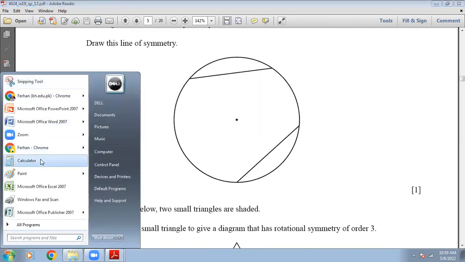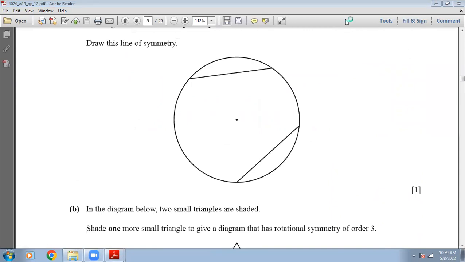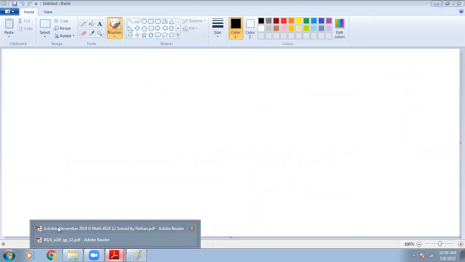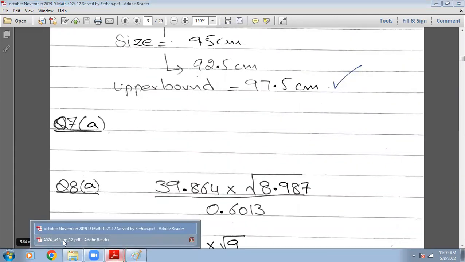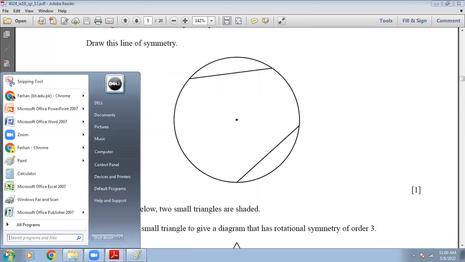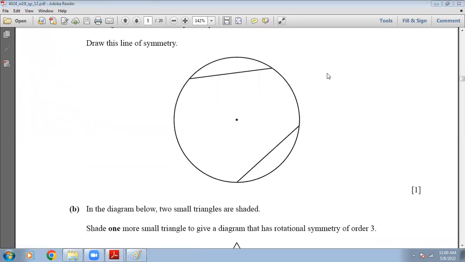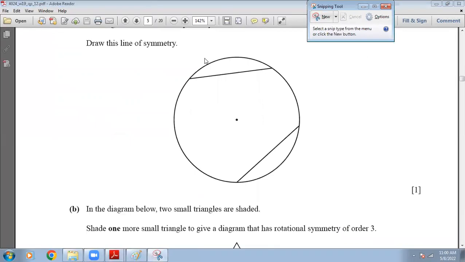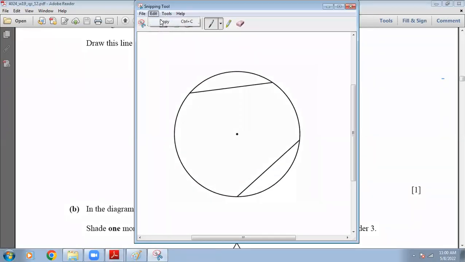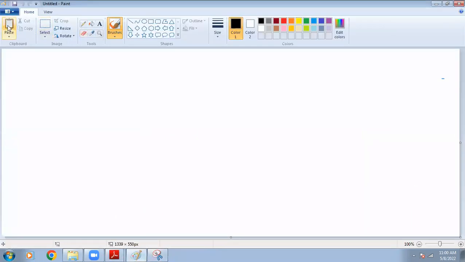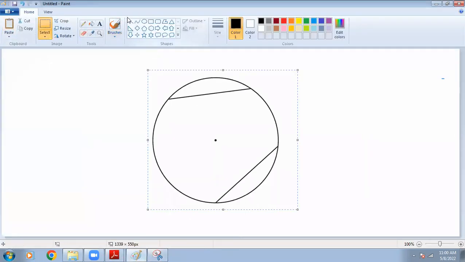I will take out the paint. Let me show you how the line of symmetry is drawn. I will use the snipping tool and take this diagram, and I will take it into the paint and show you how the line of symmetry is drawn.